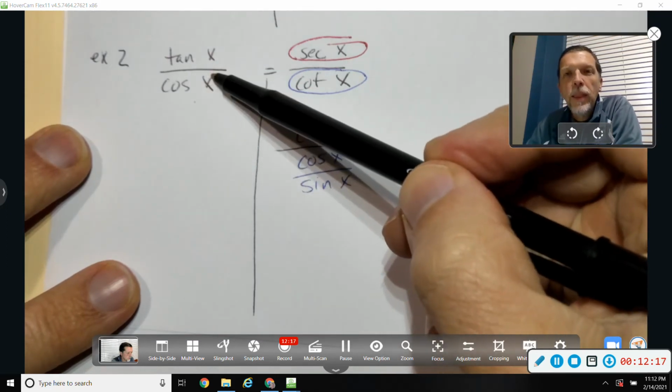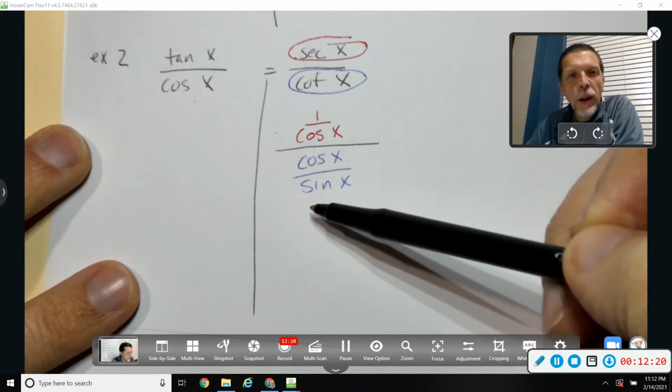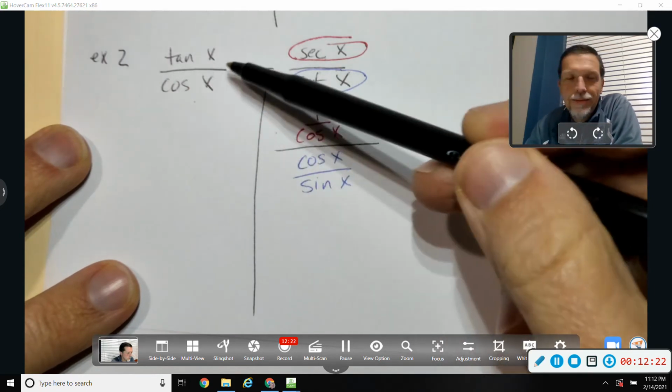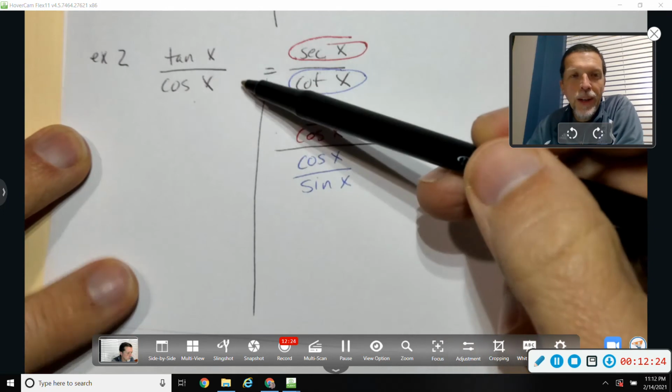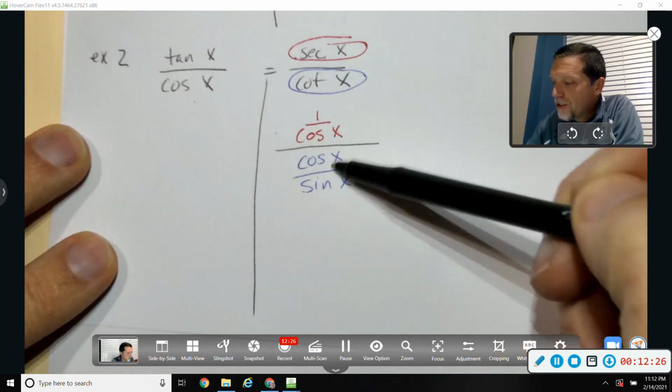So some people don't like these verify problems. Other people like them because I know what the answer is. It's like I'm looking in the back of the book and they told me what I'm going to get, so I just got to show the steps to get there.